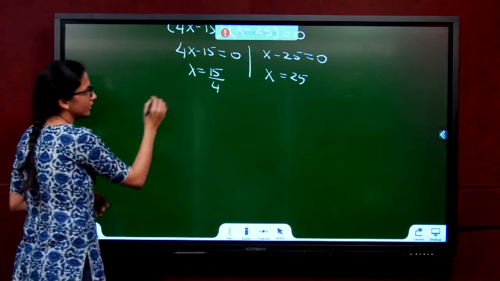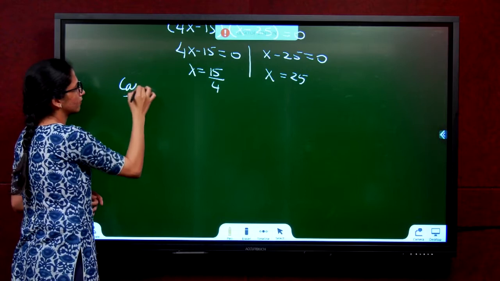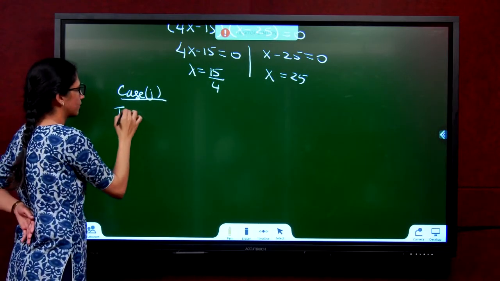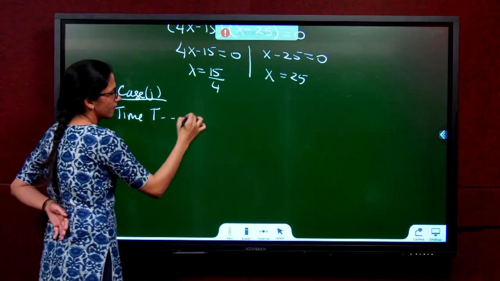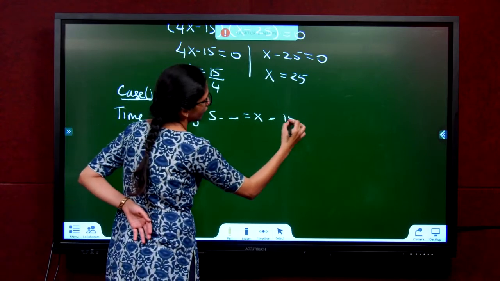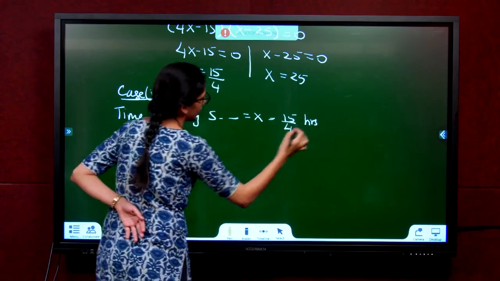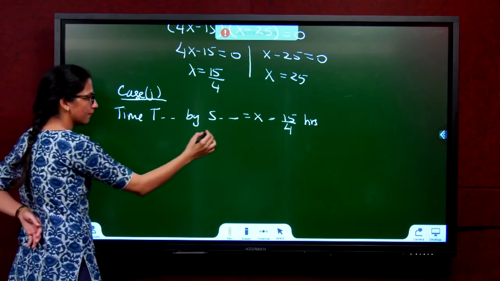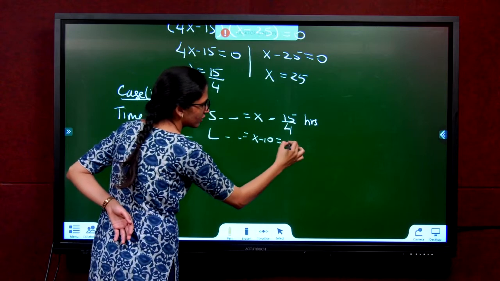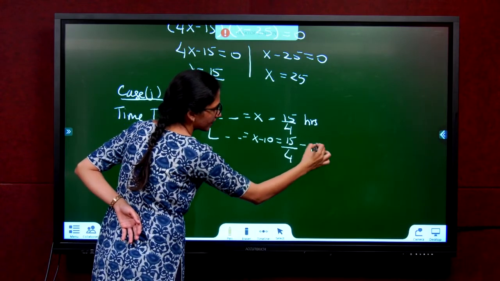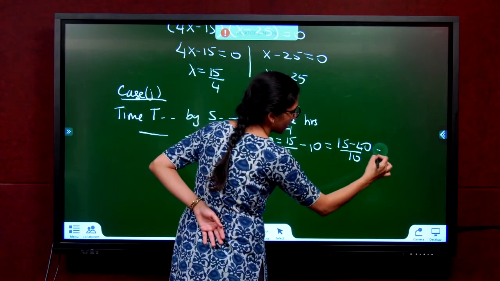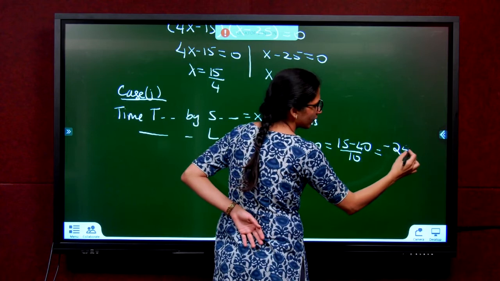Now, case 1. Time taken by the small tap is how much? X hours. X over here is 15 by 4. So what will be the time taken by the large tap? X minus 10, which is 15 by 4 minus 10. How much? 15 minus 40 by 4. How much is this? Minus 25 by 4.